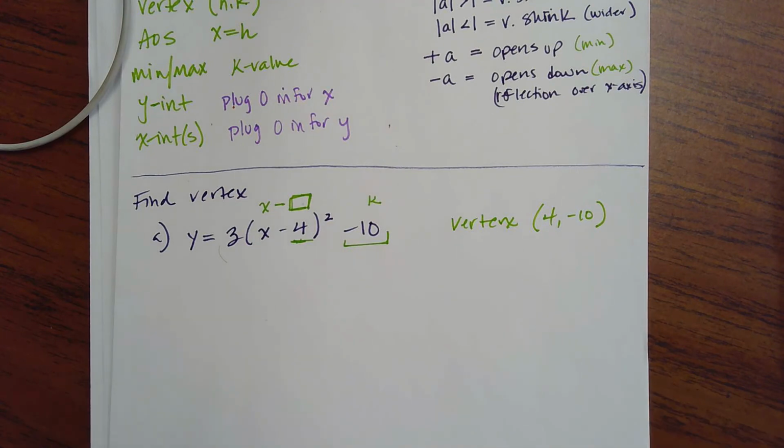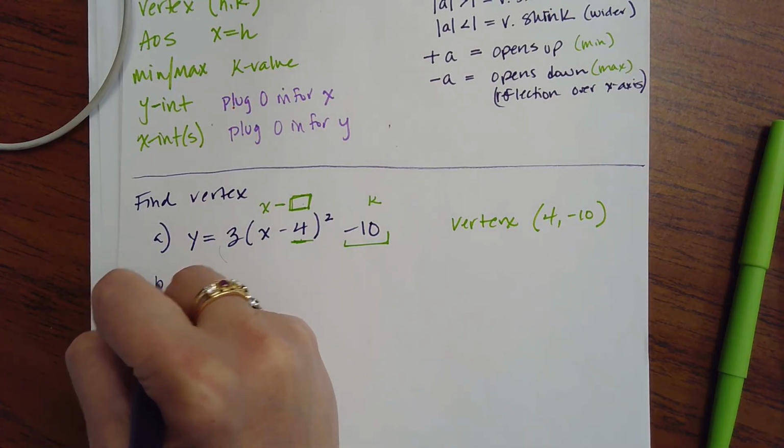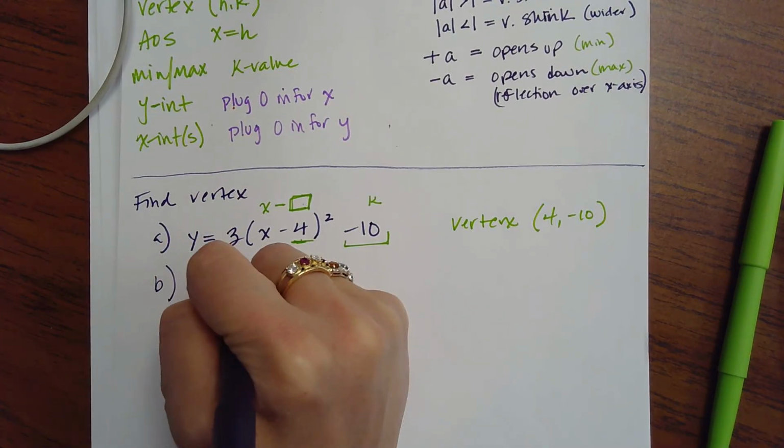And then once we know the vertex, we actually know a lot of stuff, and we'll get to that in a minute. Like we know the axis of symmetry, the min and max, and we can find a bunch of other information. All right, let's do another one.